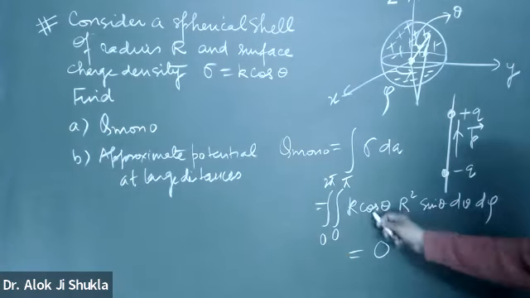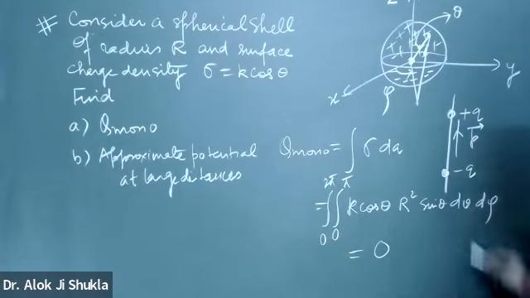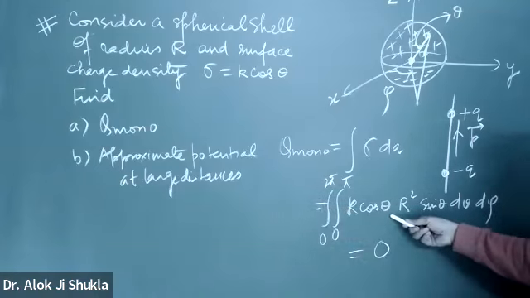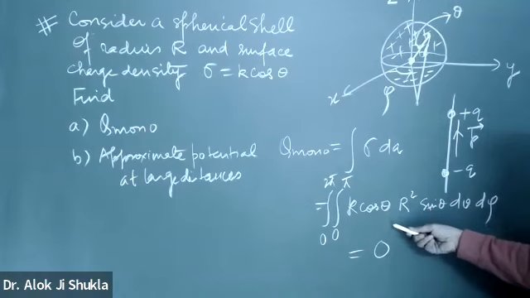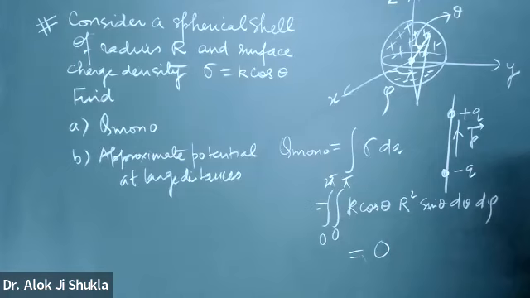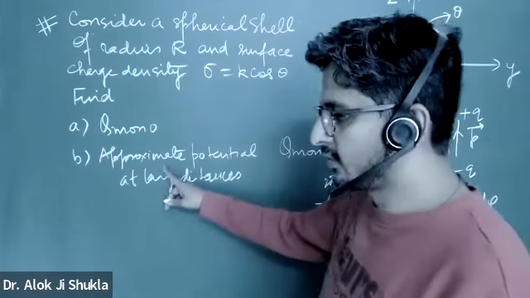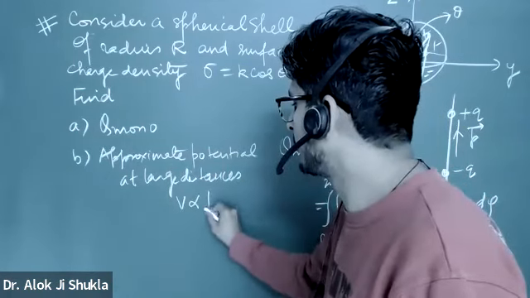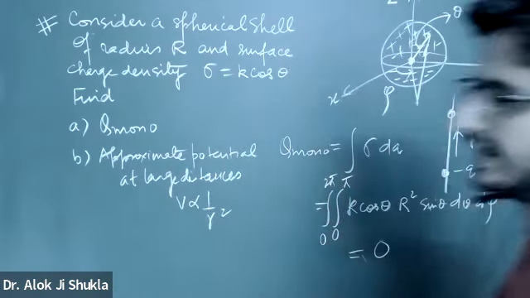Because sin theta cos theta, see, phi has no problem, it will become 2 pi. But sin theta cos theta will become sin 2 theta, right? And that integral from 0 to pi will become 0. So Q mono is 0. So the answer to this question, the approximate potential at large distances, is clearly V is proportional to 1 by R square. Correct?